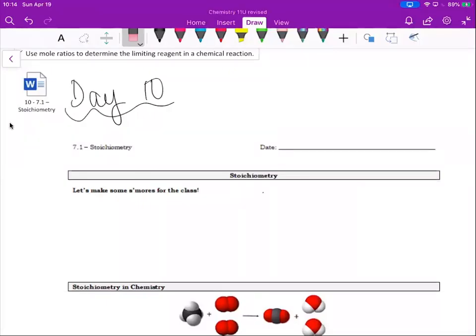Hi class, we're finally in chapter 7 in unit 3, which is where we begin stoichiometry.